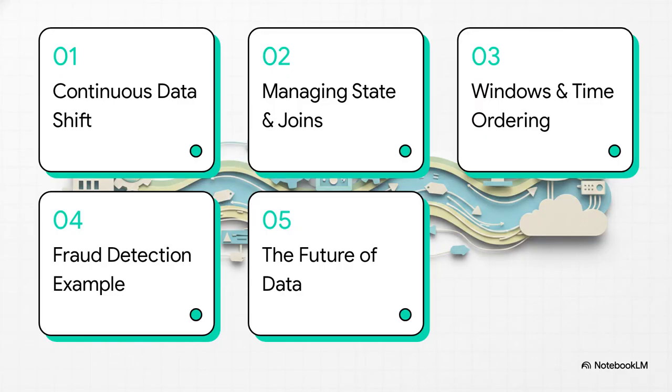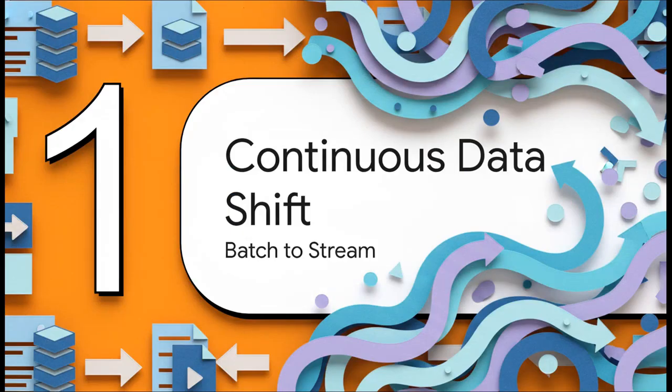So here's our roadmap for today. First, the shift to continuous data. Second, managing state and joins. Third, windows, time, and ordering. Fourth, real-world fraud detection. And fifth, the future of data. Let's get into it. All right, Section 1, the shift to continuous data.